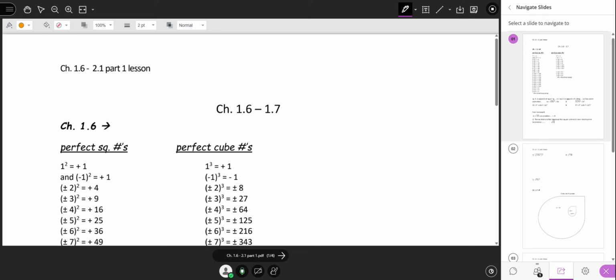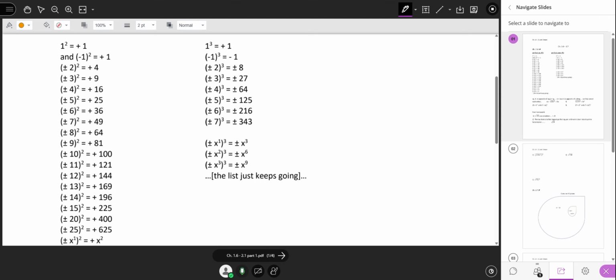Good news is we've already gone over part of this one. Perfect square numbers are in this list. Perfect cube numbers are in this list.